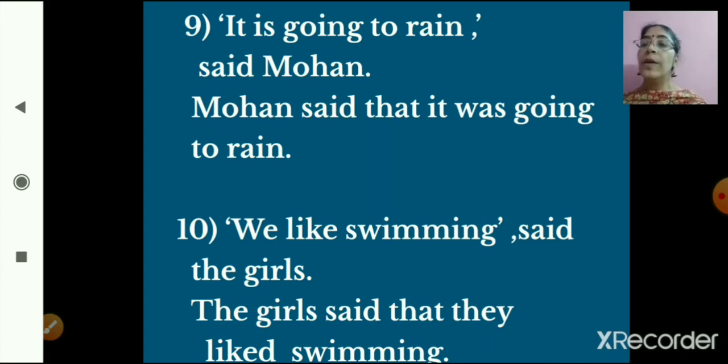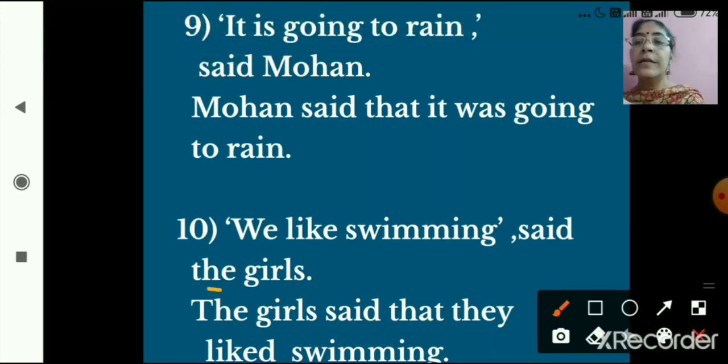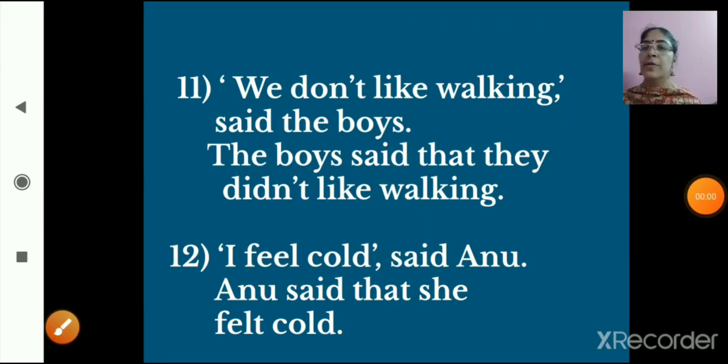Number 10. We like swimming, said the girls. Yes. So now the name is not given. The girls. So how will you start your sentence? Yes, you will start with the girls. The girls said that they liked swimming. Like will become, in the past tense we will use liked. Correct. The girls said that they liked swimming. Very good.